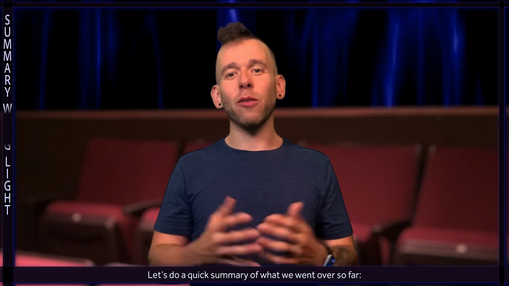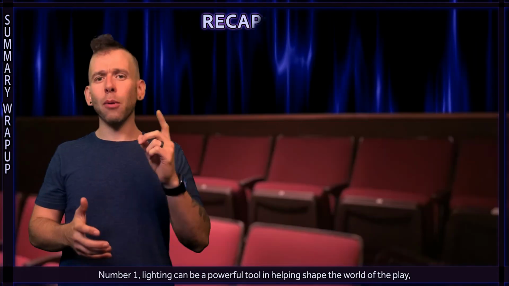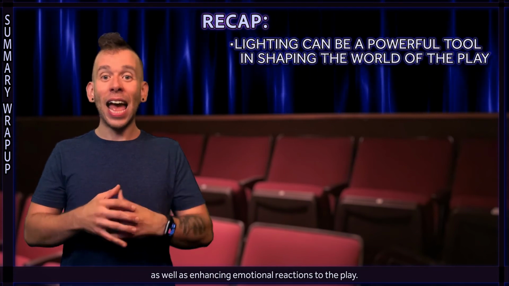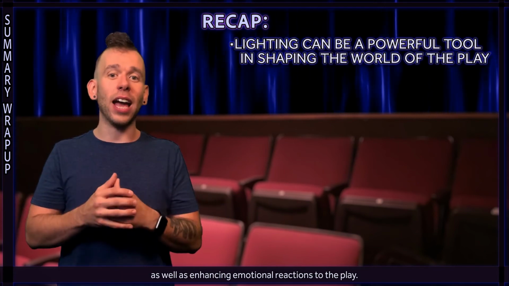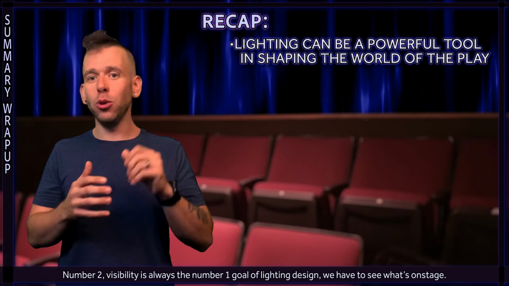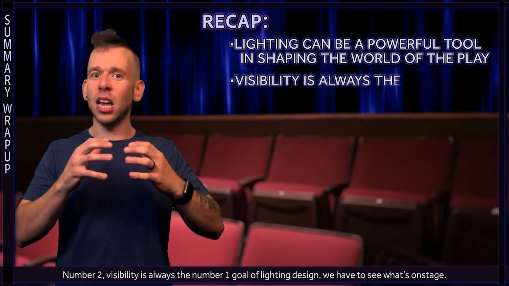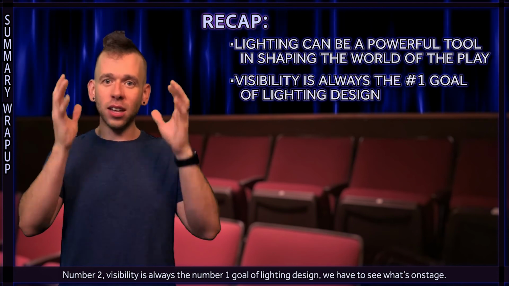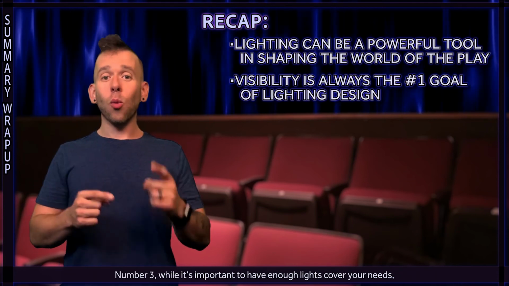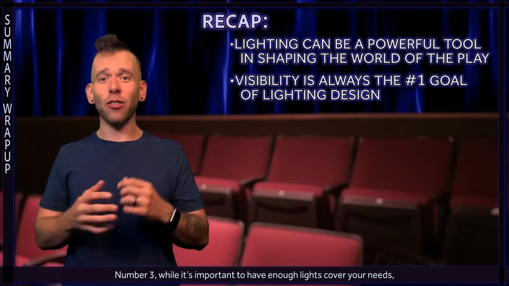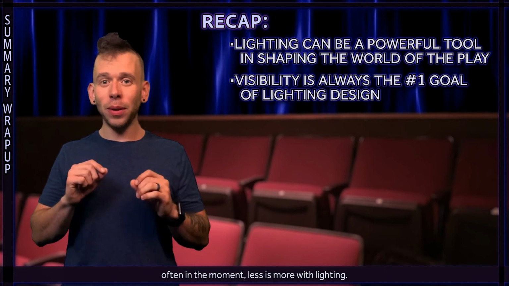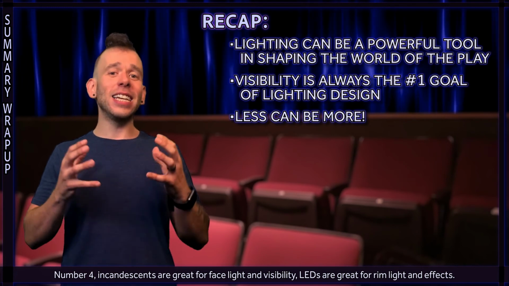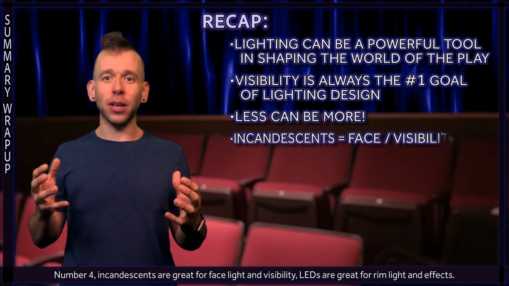Let's do a quick summary of what we went over so far. Number 1, lighting can be a powerful tool in helping shape the world of the play, as well as enhancing emotional reactions to the play. Number 2, visibility is always the number 1 goal of lighting design. We have to see what's on stage. Number 3, while it's important to have enough lights to cover your needs, often in the moment, less is more with lighting. Number 4, incandescents are great for face light and visibility.